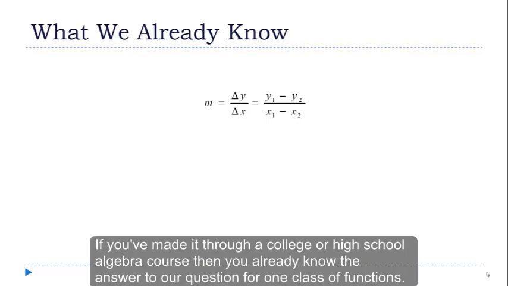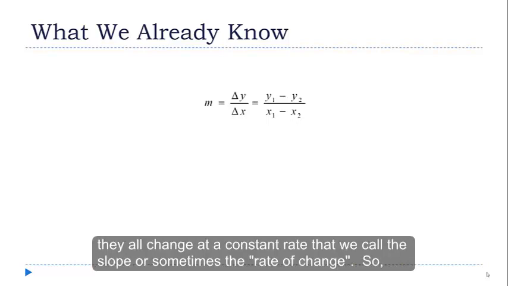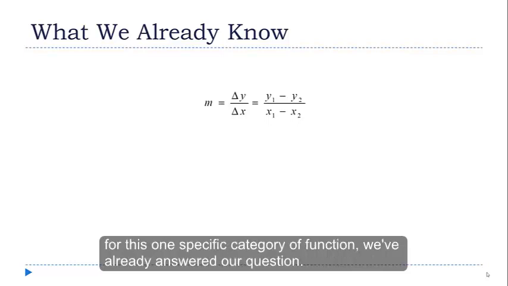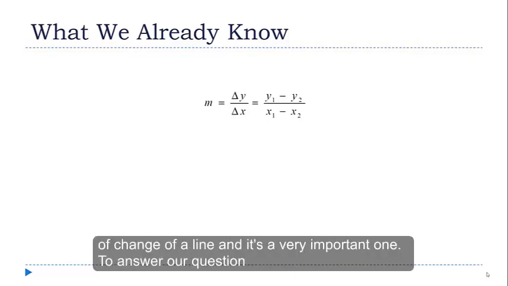So if you've made it through a college or a high school algebra course, then you already know the answer to our question for one class of functions. When we're talking about a linear equation or a linear function, they all change at a constant rate, what we call the slope or the rate of change. So for this one specific category of functions, we've already answered our question. And on the slide here, I've got the formula that we use to calculate the slope or the rate of change of a line, and it's a very important one.